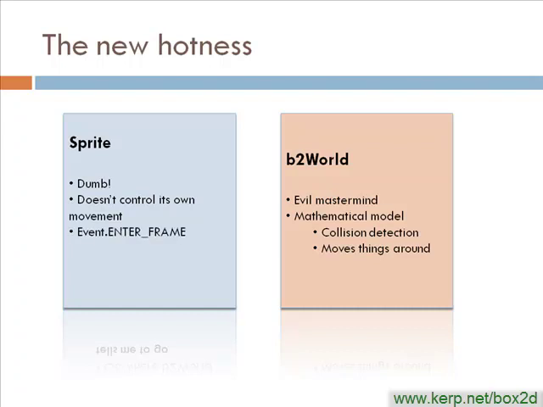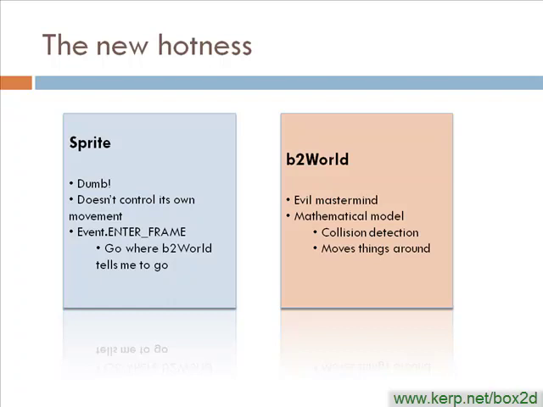Your sprite may have an event enter frame listener, but all that listener is really going to do is move the sprite to wherever this B2 world object tells it to go. So understanding this new way of thinking about the world, where your sprites are really kind of dumb and this other B2 world object controls everything, will really help you understand how Box2D is supposed to work.